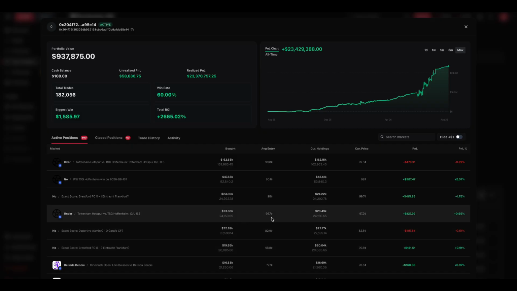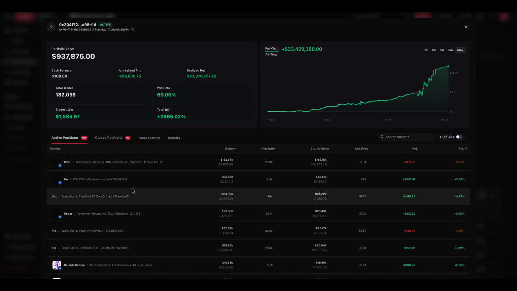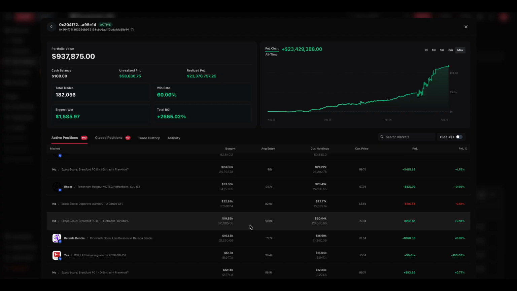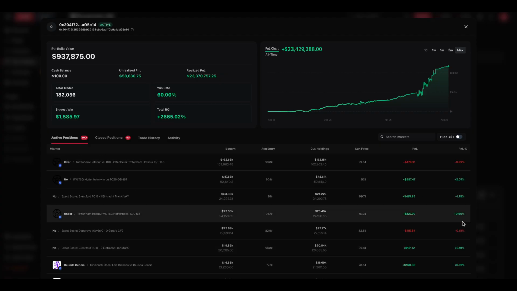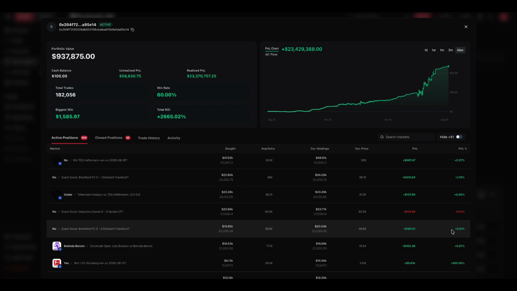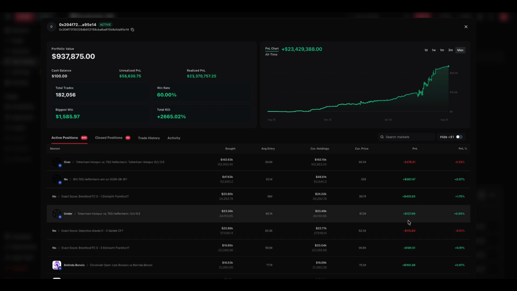You can see he's trading a huge number of markets: sports, different events, all kinds of stuff. And some of these trades have done extremely well for him. Here's the one that's significantly up. Here's another one. But then you can also see some positions that aren't really working out for him.